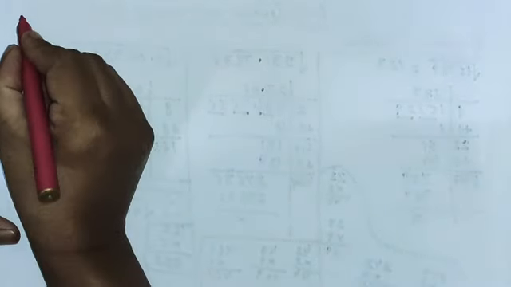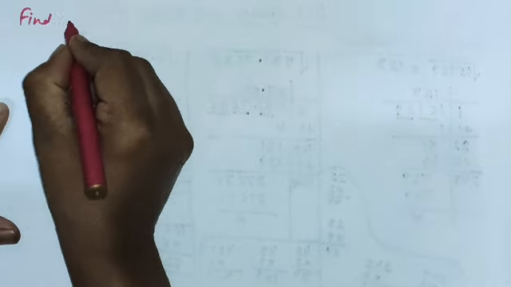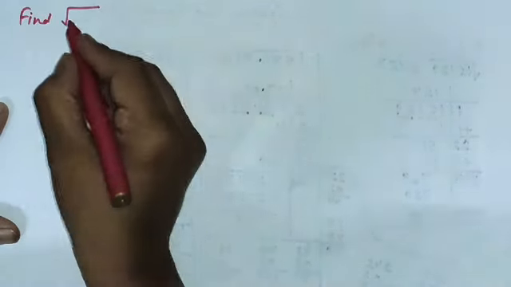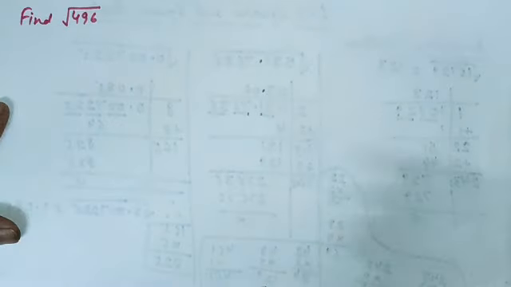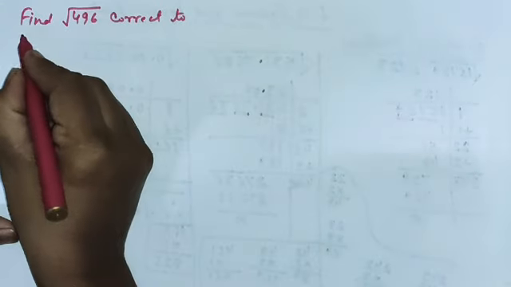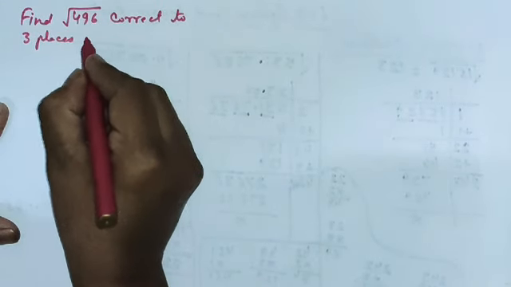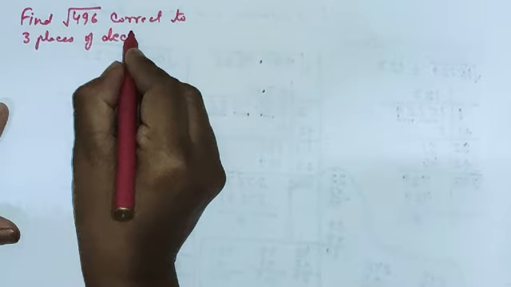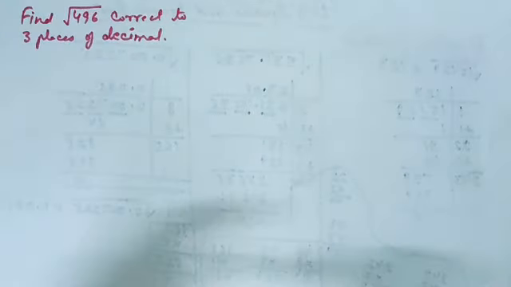Now I am going to take some problems where the numbers are not perfect squares. That means where the division is not going to complete. Then in that case, we have to find the square root up to certain places of decimal. For example, question is: find square root of 496 correct to 3 places of decimal. Correct to 3 places of decimal.